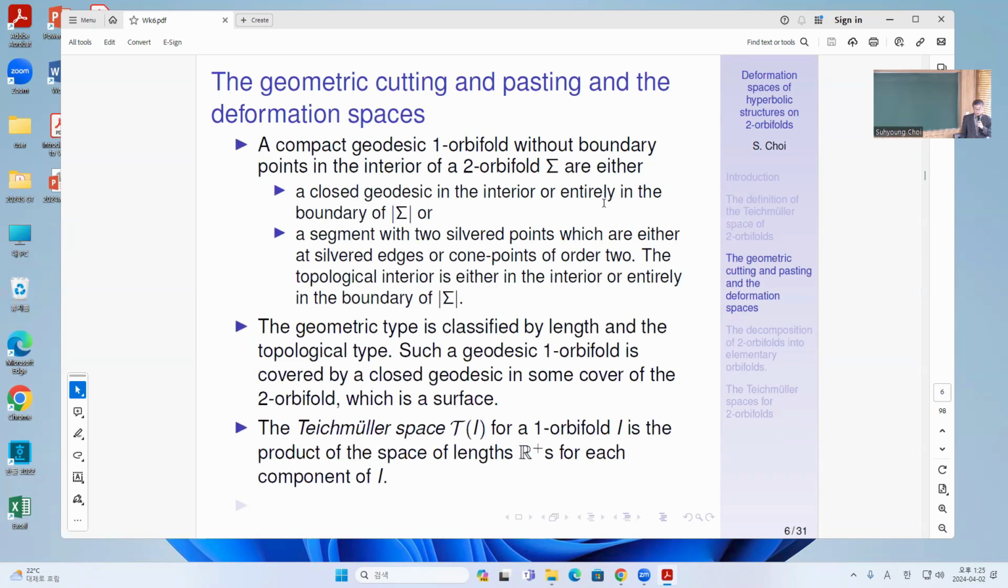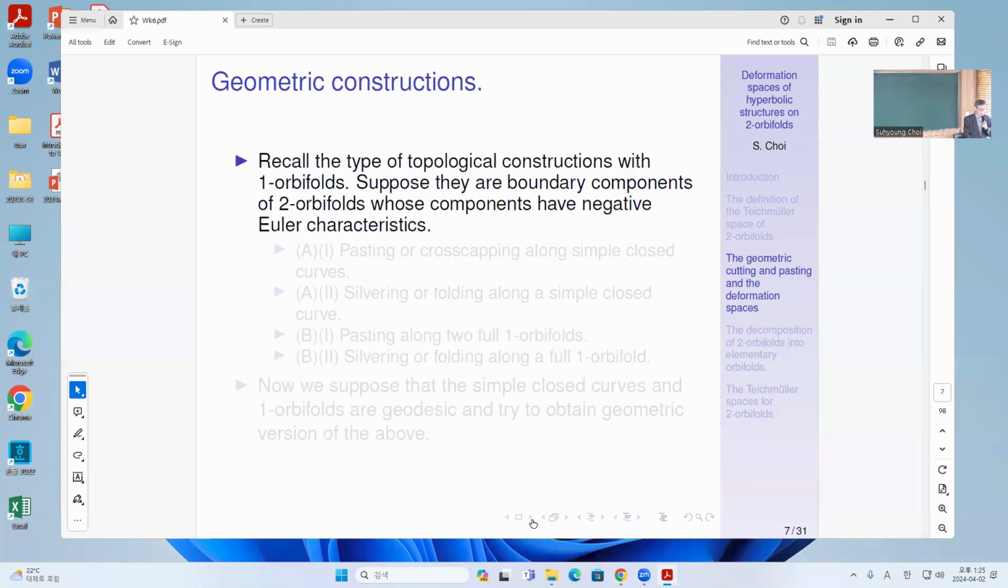So you can define the Teichmuller space of a one-orbifold as just the product of lengths for each component of L. If it has many components, you just have to classify by the length. So we call that the type of topological construction with one-orbifolds.